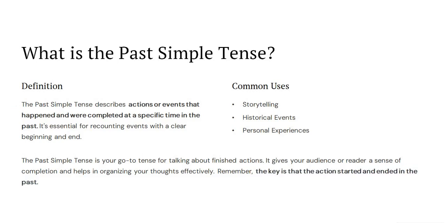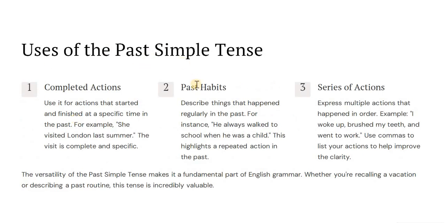Now let's talk about something else. Uses of the past simple tense: completed actions, past habits, and a series of actions. Past simple talks about completed actions. Use it for actions that started and finished at a specific time in the past. For example, she visited London last summer. The visit is complete and specific.